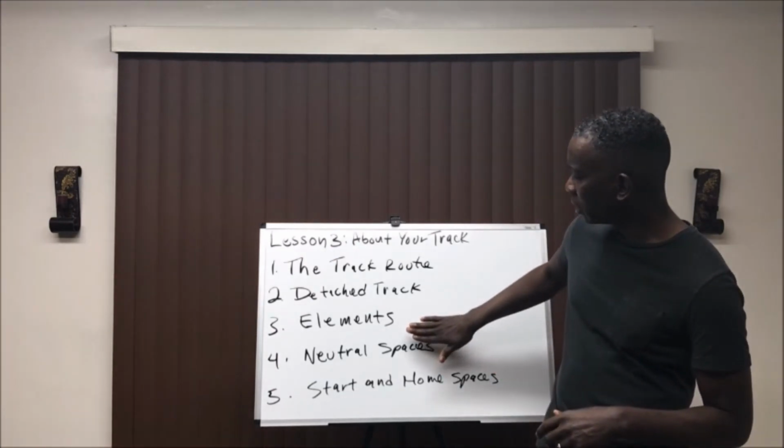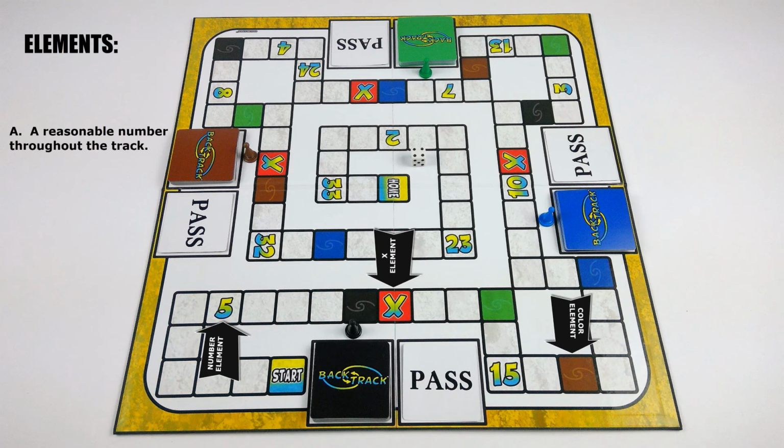So let's look at number 3, elements. Now these are elements on my track. In other words, if you didn't have any elements on your track and you just had a plain track, it wouldn't be challenging.